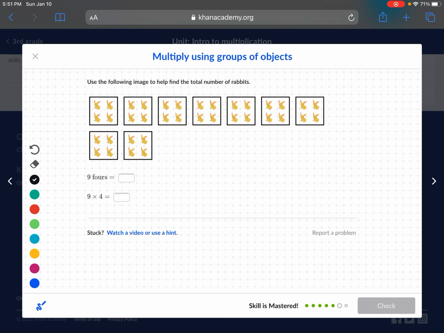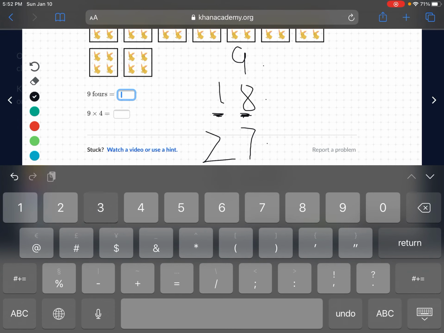Okay, so 9 fours. Okay, so 9 times 4. So a trick in the 9 tables, there's usually a trick in every table. I don't know all of them, but the 9 table is going to be 9 and 18. So me and my friends discovered this. So what happens is that this side gets bigger, this side gets smaller. So I know it's going to be 27 and 36. So 1, 2, 3, 4. 4 is going to be 36. So you can use that tactic.